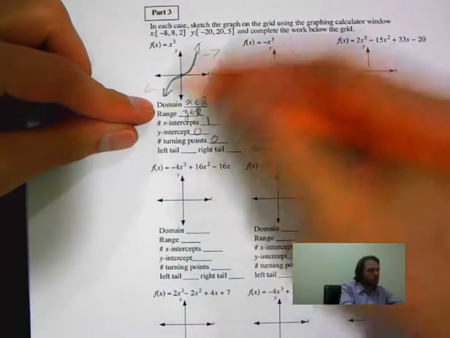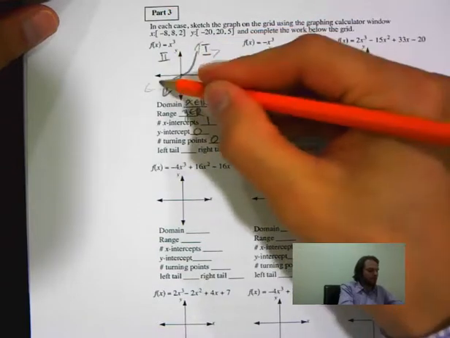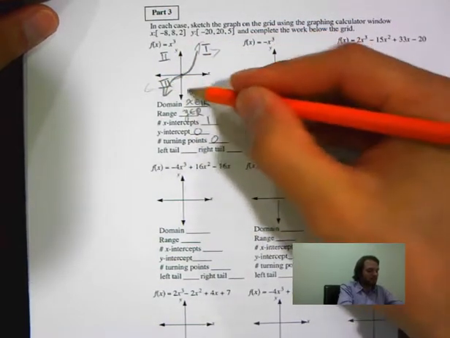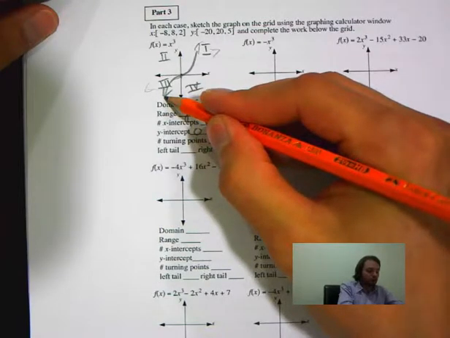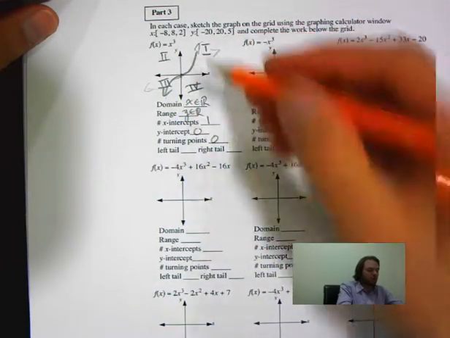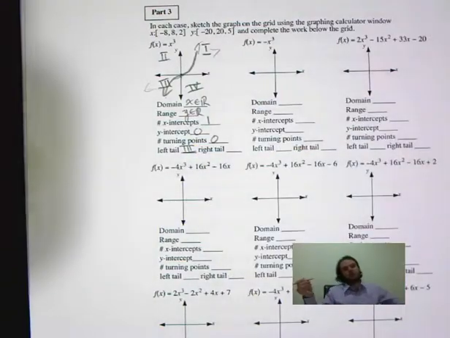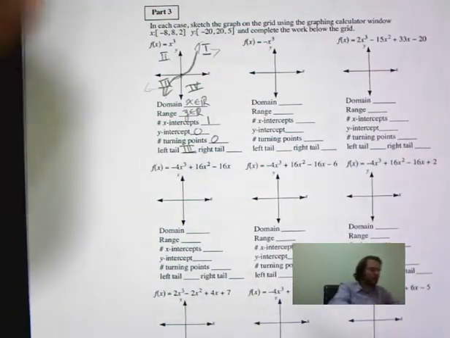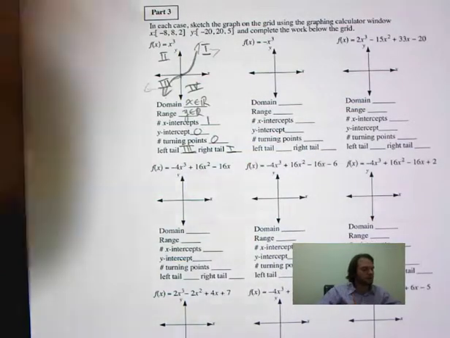It is in quadrant, if you remember, it goes 1, 2, 3, and 4. So my left tail is in quadrant 3. My right tail is in quadrant 1. So left tail, because left, it goes that way. Right's in quadrant 1. Okay. So let's take a look at my next one.